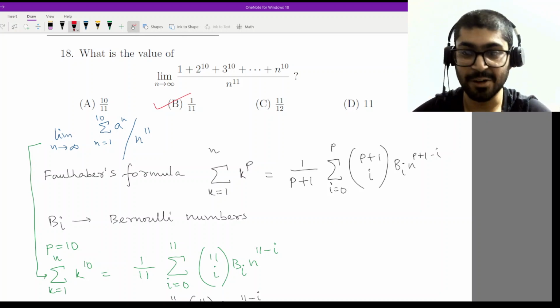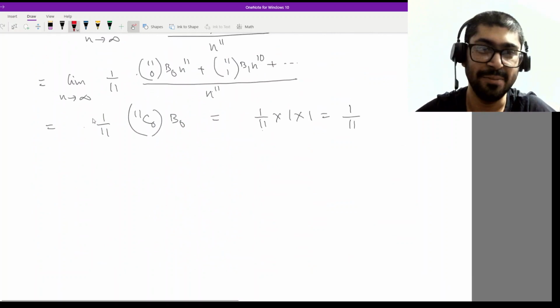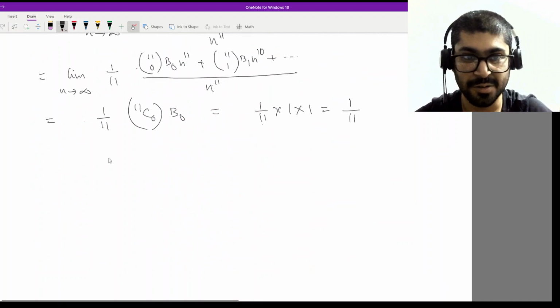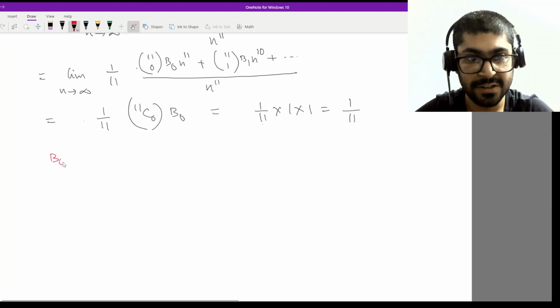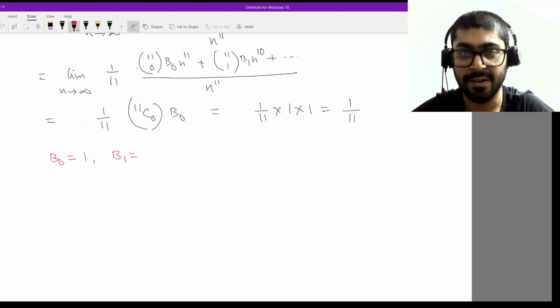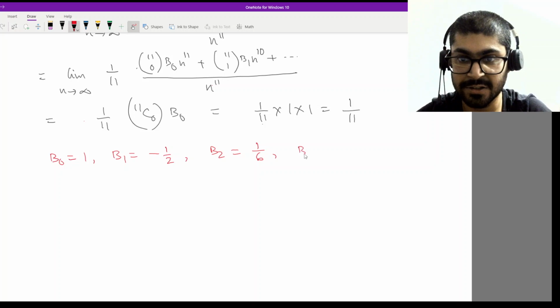Okay, now as I told you, I'll give you the Bernoulli numbers, the first few. Maximum we will be needing up to B3. Alright, so make sure you note this down and remember them. So B0, as I told you, is 1. B1 turns out to be minus half. B2 is 1/6 and B3 is 0.